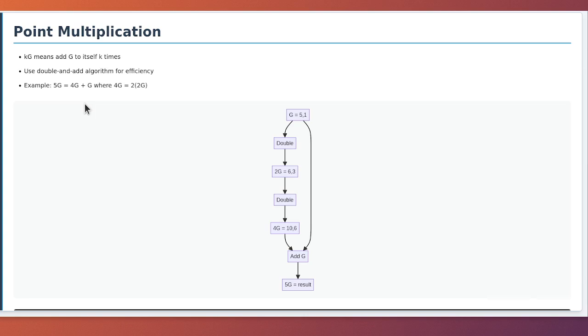Point multiplication means adding a point to itself multiple times. For example, 5 times G means G plus G plus G plus G plus G, but we use a clever algorithm called double and add. To calculate 5G, we notice that 5 equals 4 plus 1, and 4 equals 2 squared. So we double G to get 2G, double again to get 4G, then add G to get 5G. This is much faster than 5 separate additions. For our signing algorithm, we will calculate 11 times G to get the point used for r.